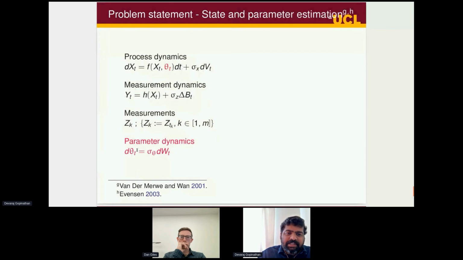The only difference is to include a parameter. So just by including a parameter in the dynamics and in the update of the Kalman step, we are able to see the difference in the behavior.